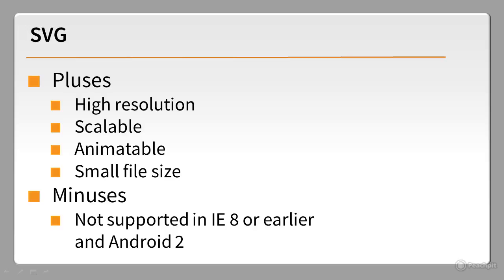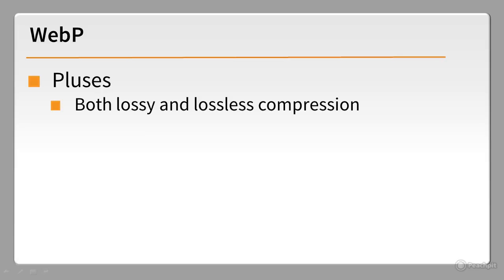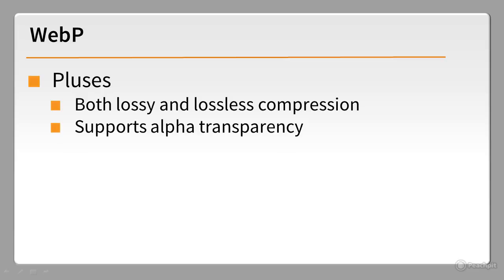The main drawback is that Internet Explorer 8 and Android 2 don't support SVG, which makes it impractical to use at the moment, but SVG will become increasingly important. So what about WEPI, the new format developed by Google? It has a lot going for it. It supports both lossy and lossless compression, making it very versatile. It also supports alpha transparency.